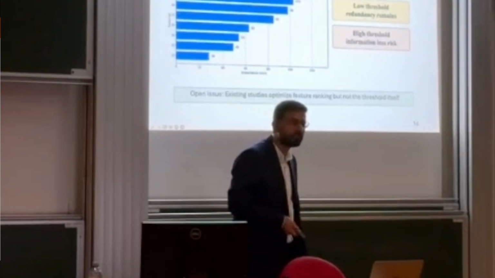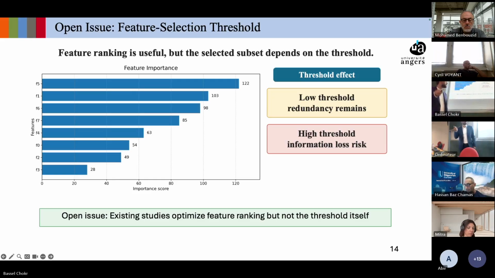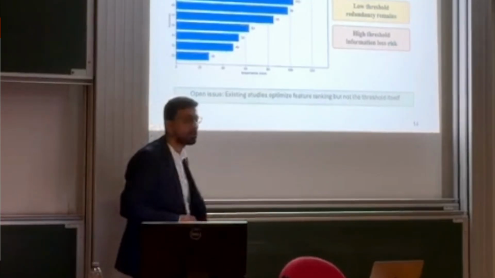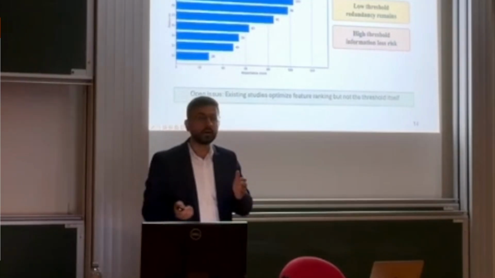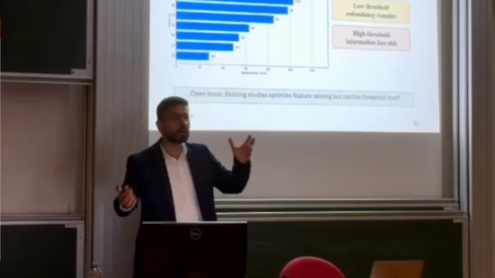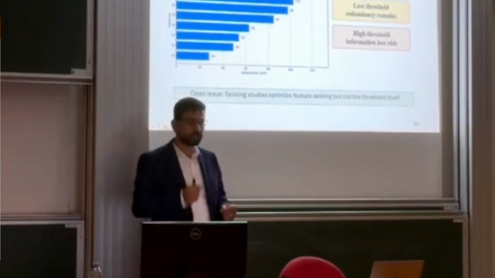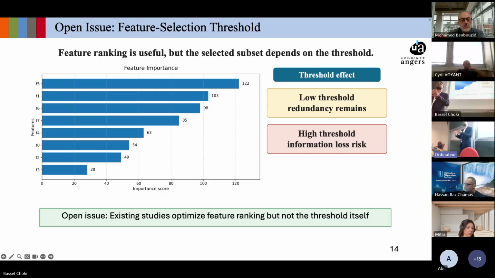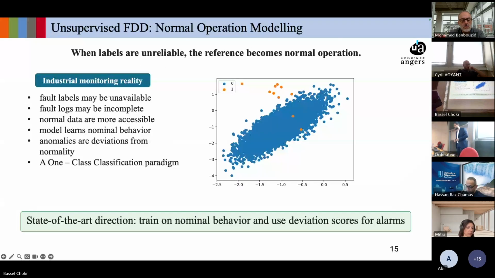We see the best, which can be doing the best feature ranking, contributing to the classification, but they don't focus on the threshold itself. As I will say next, with a low threshold, redundancy remains, while with a higher threshold, we will be losing information. So we are playing between those two levels. So selecting an optimal threshold is an essential step in this paradigm.